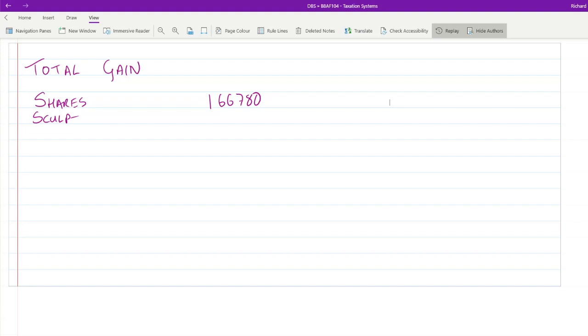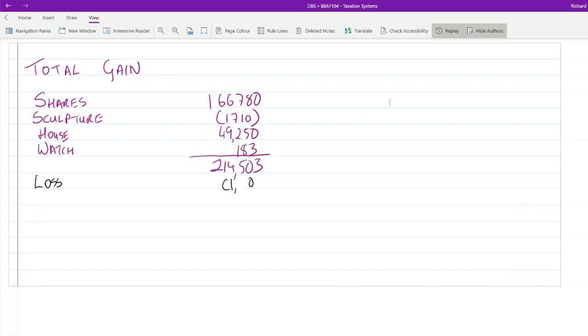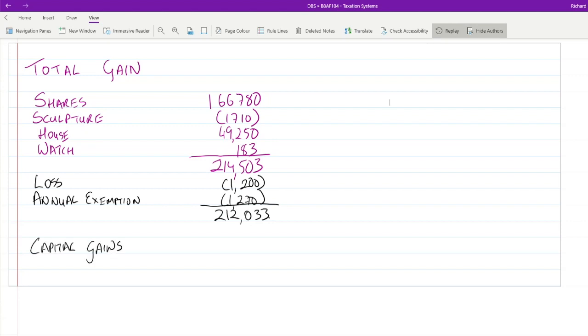So the total gain is made up of the shares, 166,780, the sculpture loss of 1,710, the house, which is 49,250, and the watch is 183. With a loss carried forward of 1,200 and the annual exemption of 1,270, we have a gain of 212,003, and therefore the capital gains tax is 33% of 212,003, which is 69,970.